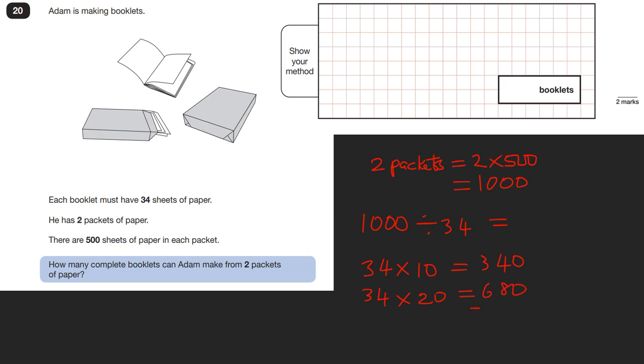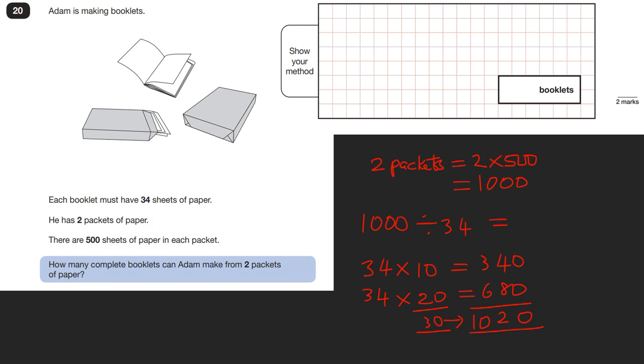680. If I add these two, 8 plus 4 is 12, and it's 1020, but he doesn't have enough sheets, right? If I drop 1, 30 booklets can be made with 1020 sheets, but he doesn't have enough sheets.